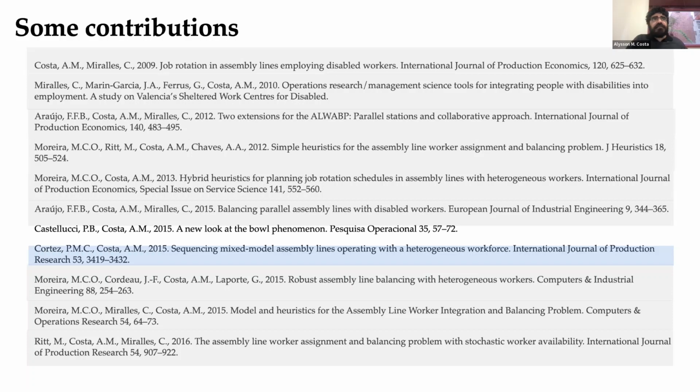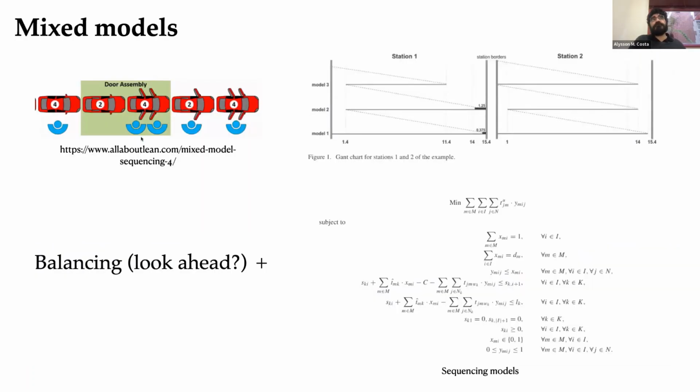I'm getting to the end. You also have, this is another student of mine, Pamela. What she did was to look at mixed models. This is an interesting problem. I just realized today that Kate worked with a little bit of this. The idea that in the line, you might have different versions of the same problem. So you might have cars that have 2 doors or 4 doors, and they take different times. So this in the literature is called mixed model assembly lines.